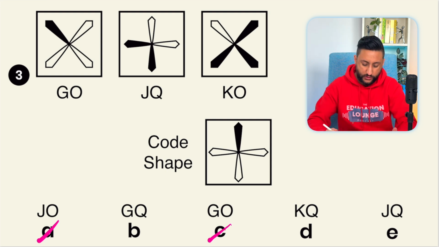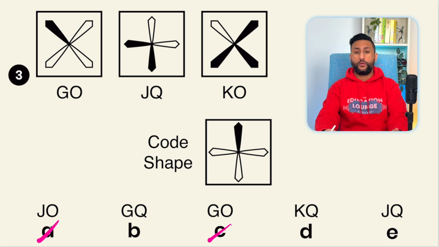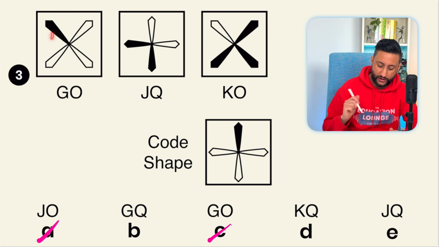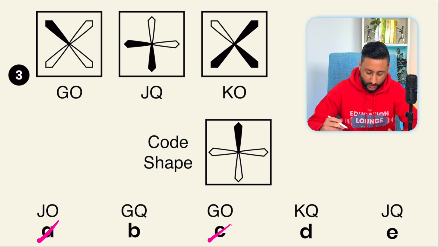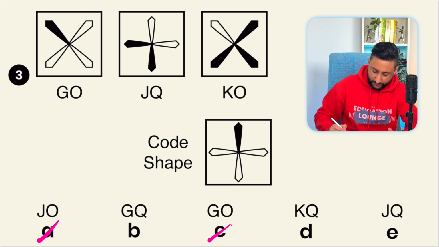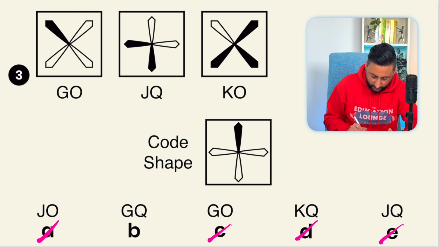Okay, we've got rid of 2. And then the first letter we have G, J, K. Now, what's different about all three? Well, one has 1 spike filled in, one has 2, and one has 3. G is 1, J is 2, K is 3. Our code shape has 1, so G is our first letter. Eliminate anything that doesn't have G as the first letter, and our answer is B.